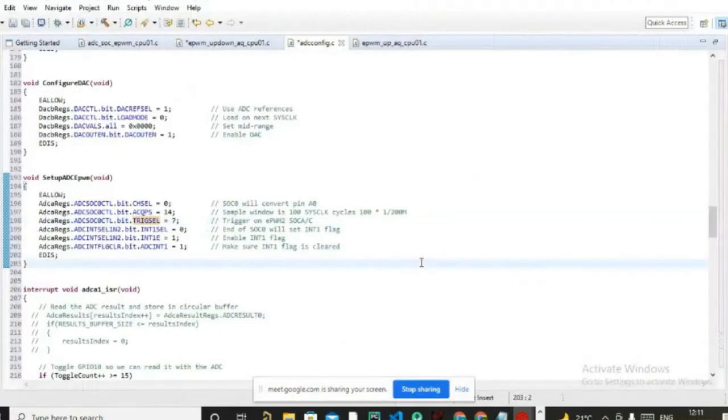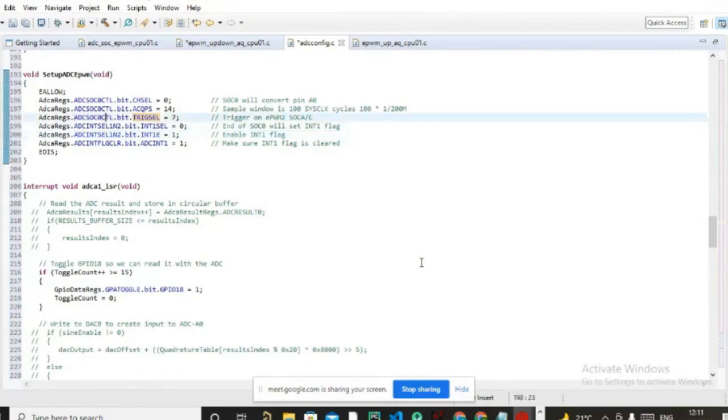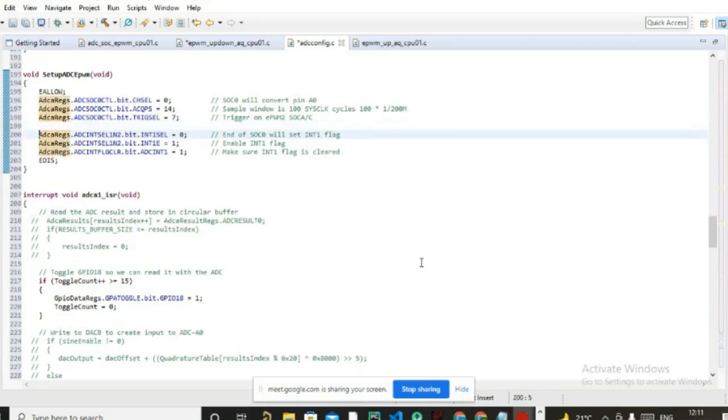Then you have an ADC ISR. So this was about that. Now these three I have explained. Then, this is the setting for the ADC interrupt. This you need to do.